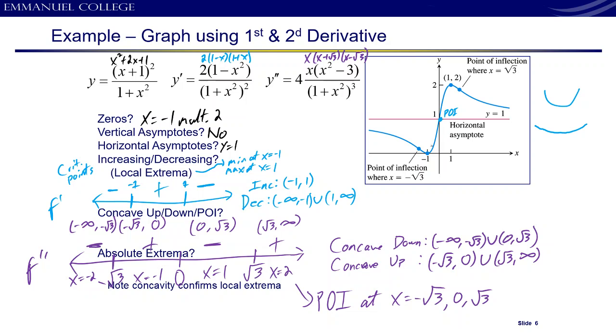So from negative square root of 3 to 0, we have the concave up part. From 0 to square root of 3, we have yet another concave down part. So that's kind of where this is all going to come into play. You can tell a lot about a function based on its first and second derivative, and you can relate the first and second derivative together to get more information.